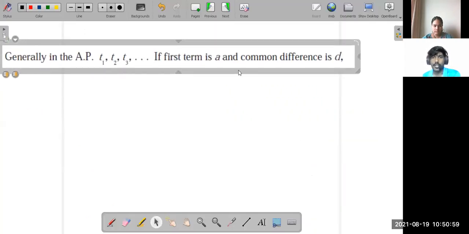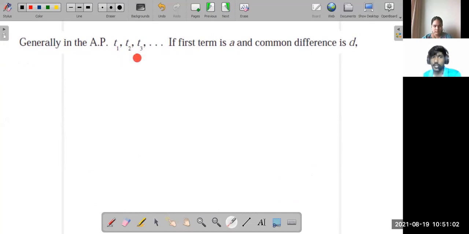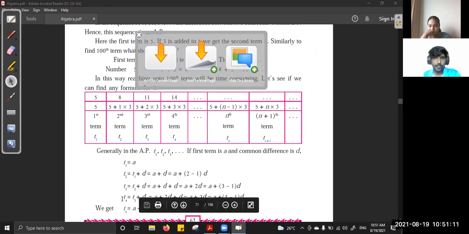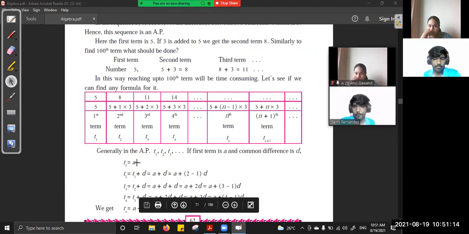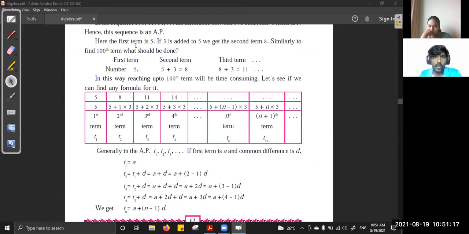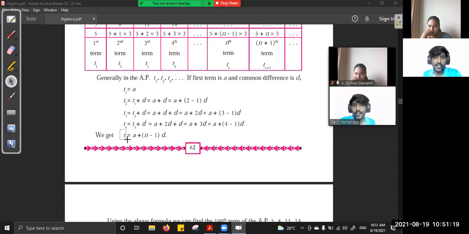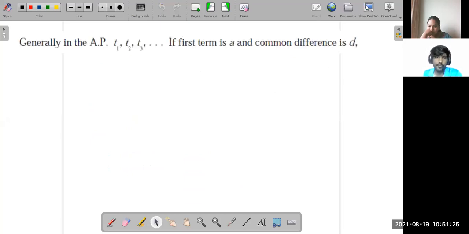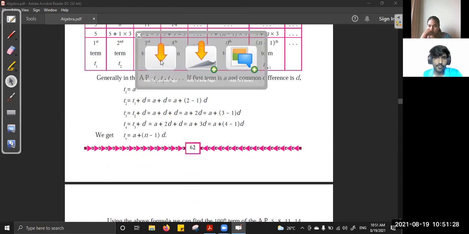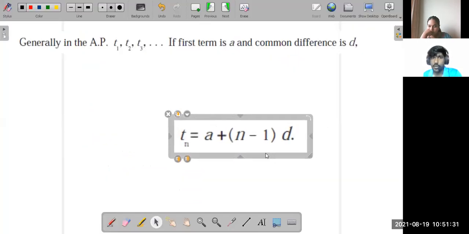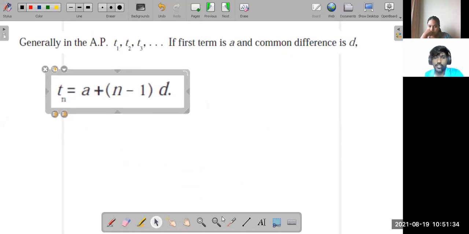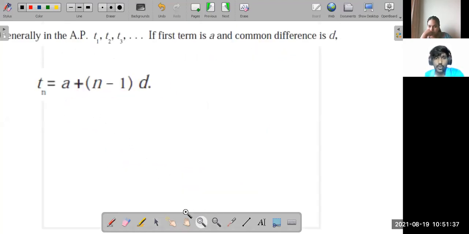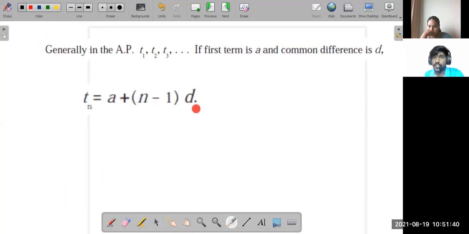So suppose you have an arithmetic progression like this: first term T1, T2, T3, and so on. And A is the first term and D is the common difference. Then if you want to find the nth term, this is called the nth term formula or Tn formula, which is Tn is equal to A plus (n minus 1) d.